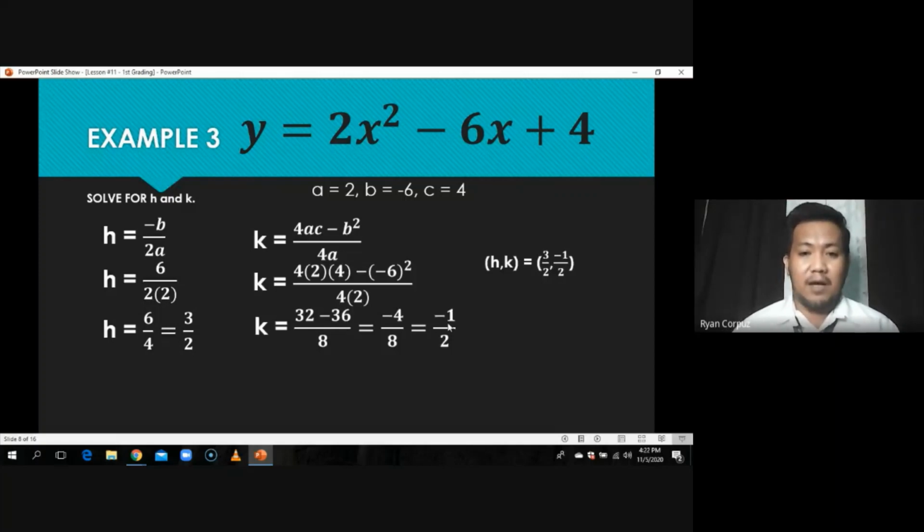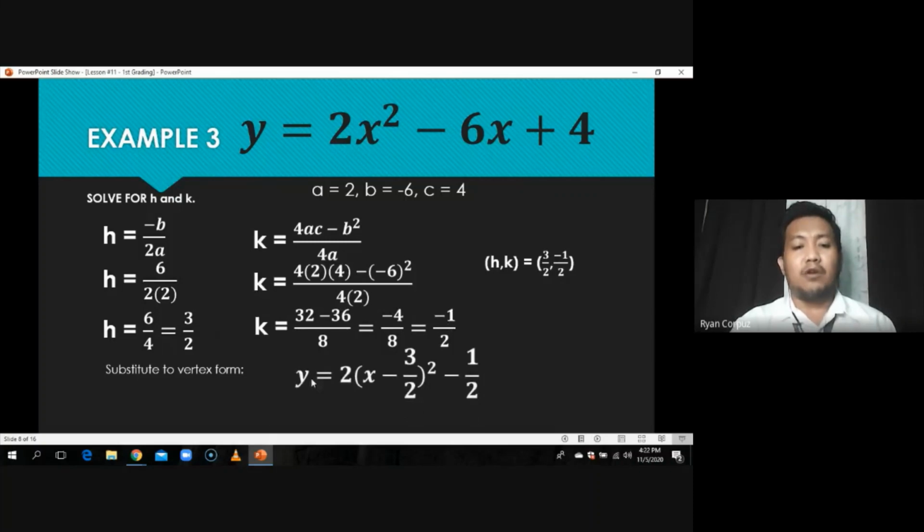Since we already have the vertex, or the values of h and k, we can now substitute them into the vertex form. It will be y is equal to 2. Why is there a 2 here in front? Because the numerical coefficient of our quadratic term is 2. Times the quantity x, since our h is positive, its opposite sign, it should be minus 3 over 2 quantity squared, minus 1 half, the same sign as the value of k. Opposite sign of h, so minus 3 over 2 here, then same sign of k, so minus 1 half.